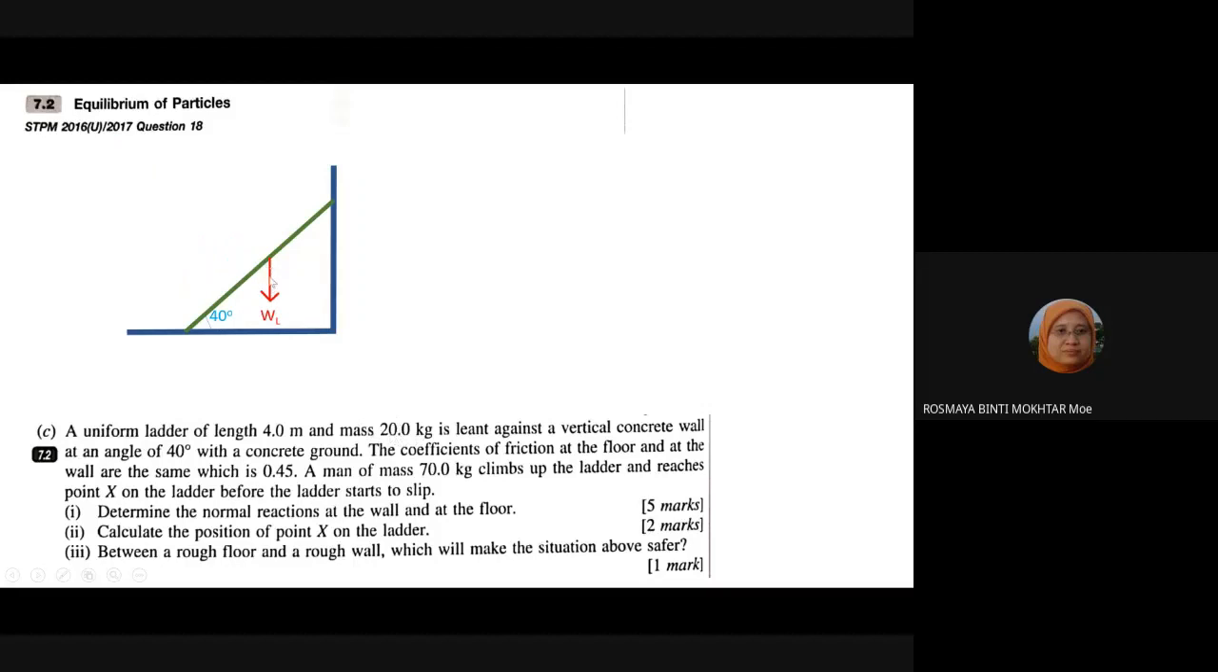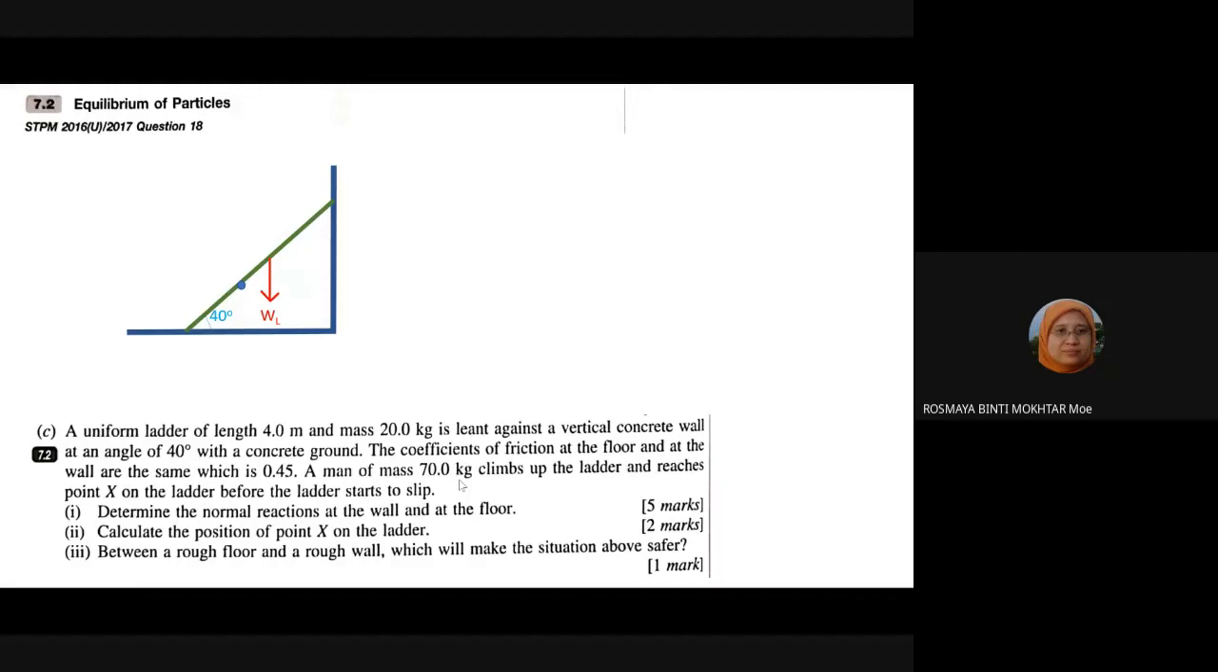Why? How do you know it is at the middle? Because it is a uniform ladder. If the ladder is not uniform, the question will mention where the center of gravity of the ladder is. In this case, it's uniform, so it acts at the center. So 4 meter means at 2 meter from the below end here. Okay, next, another force is from the man climbing the ladder. This is the first step. We are going to determine all the forces that act on the ladder.